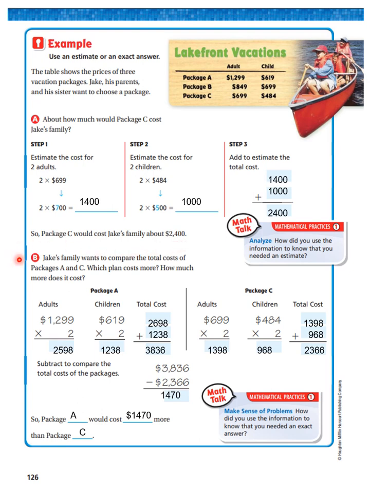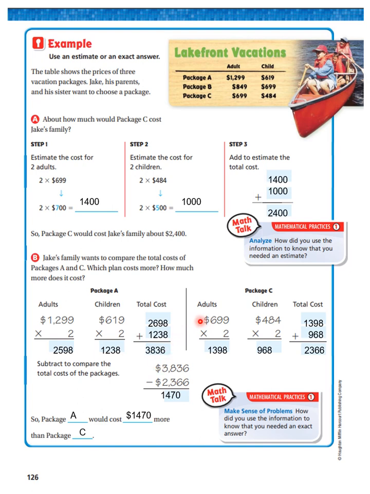So now it says Jake's family wants to compare the total cost of package A and C. Which plan costs more? How much more? Well, 2 adults for package A is $1,299. I multiply that by 2. I get $2,598. Children are $619 times 2. That's $1,238. So if I add the 2 together, I get $3,836 for package A.